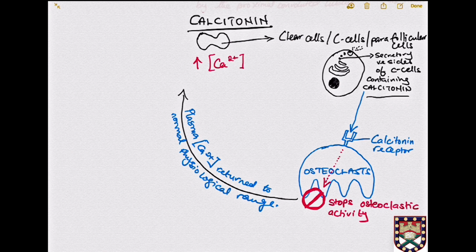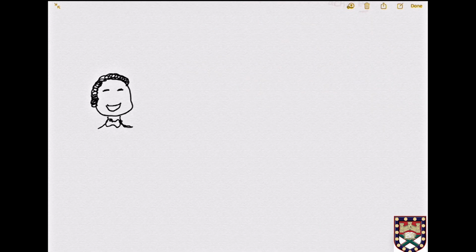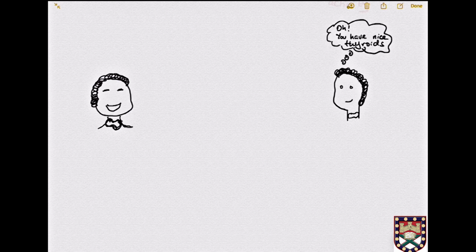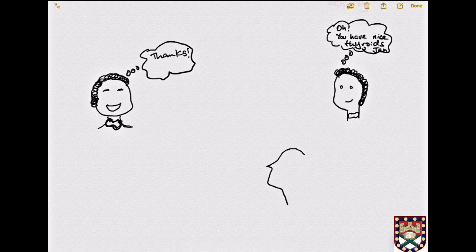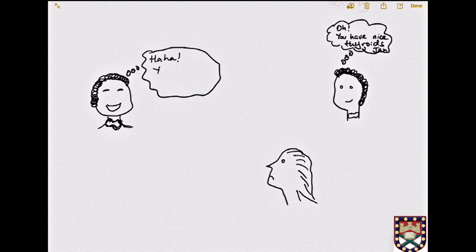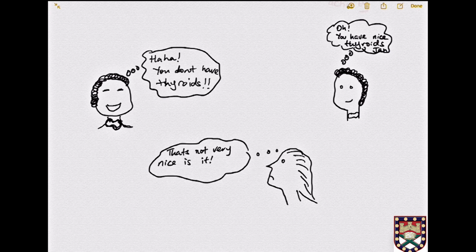Now that I've told you the role of calcitonin in calcium homeostasis, let me tell you why calcitonin may not be as important as I may have convinced you it is. Patients whose thyroid glands, together with their parafollicular cells, have been surgically removed are still able to keep their plasma calcium concentration within the normal physiological range, despite the absence of calcitonin producing parafollicular cells.